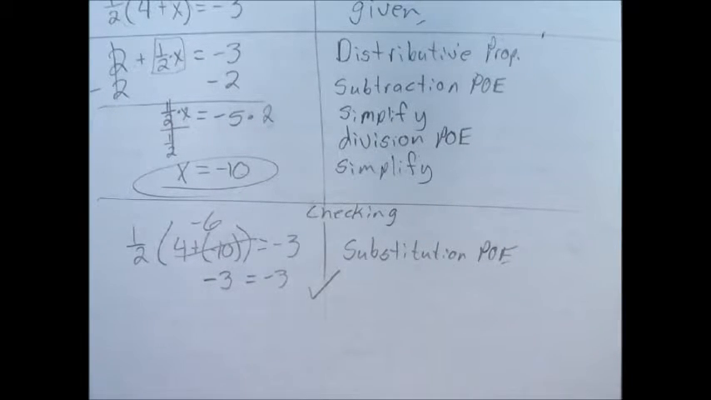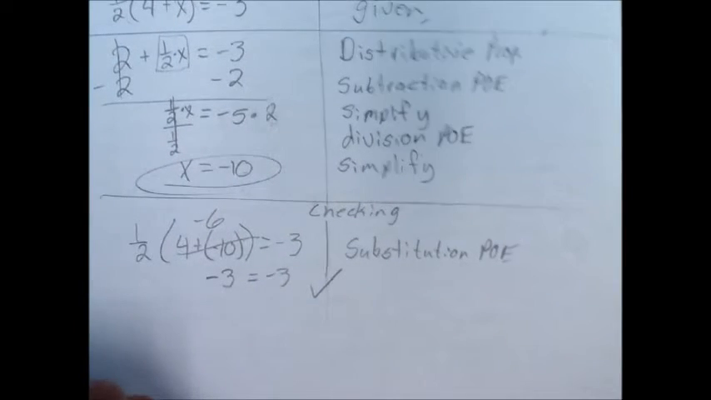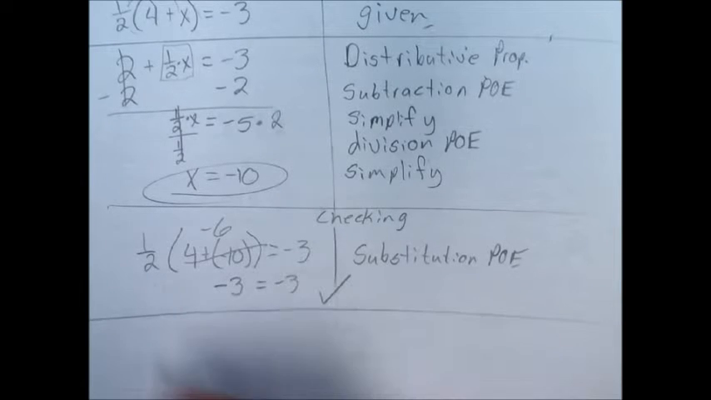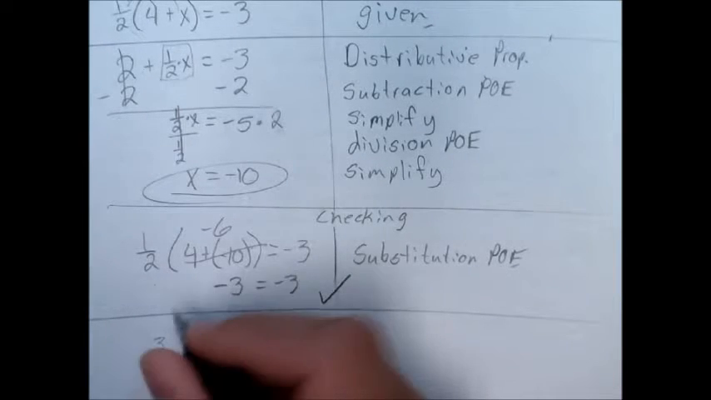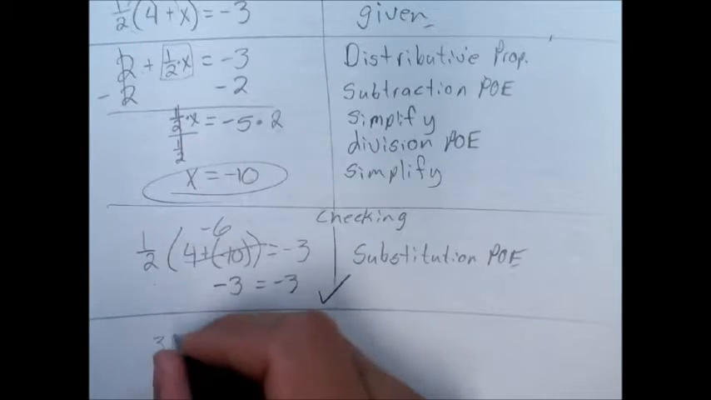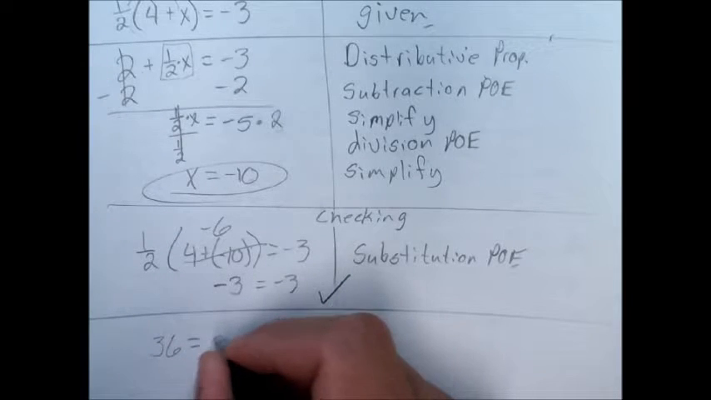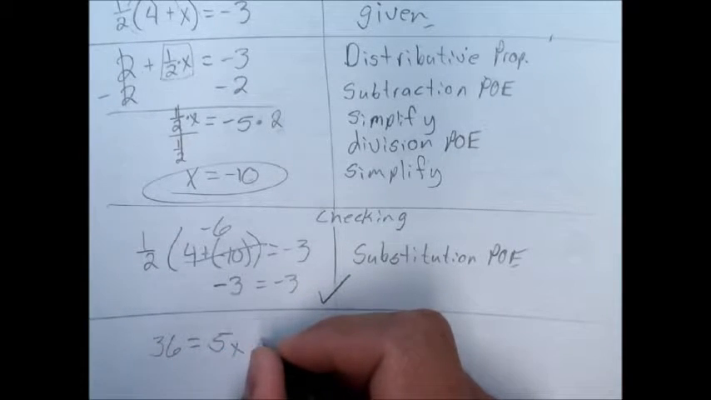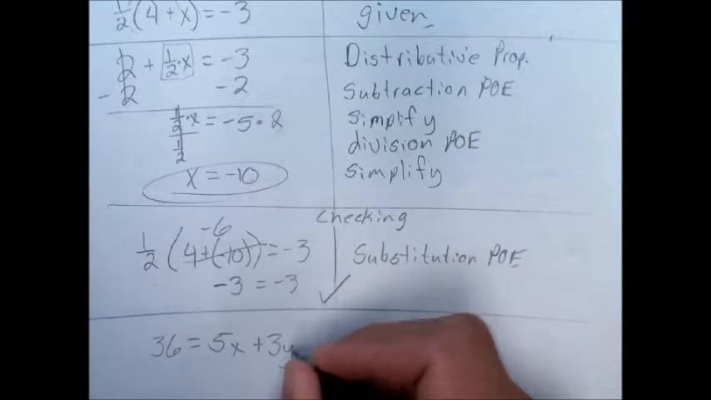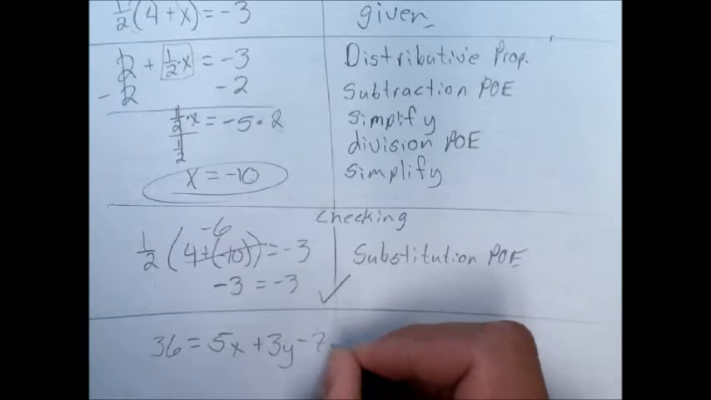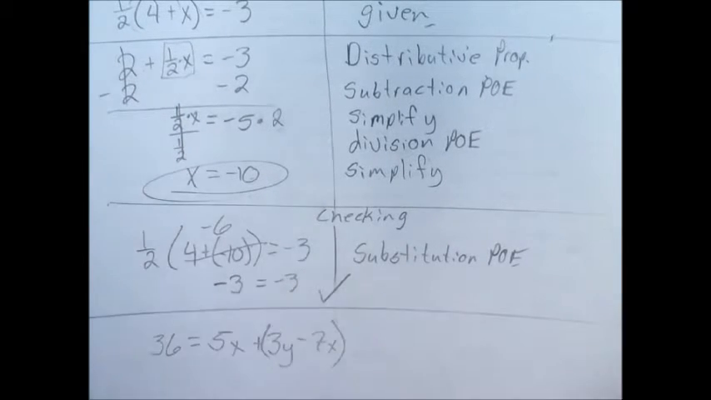Alright, flip page if you have not already. I told you. Alright, Carolina was given this equation. Write it down as I say it aloud. 36 equals 5x plus 3y minus 7x. Now that 3y and minus 7x are in parentheses.